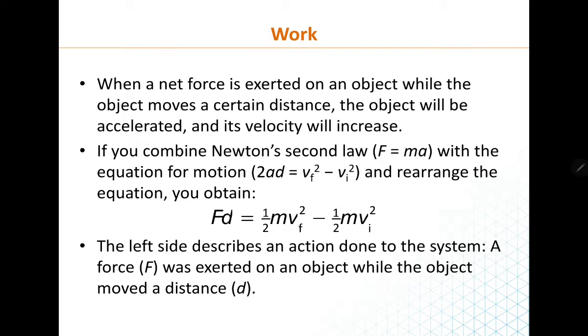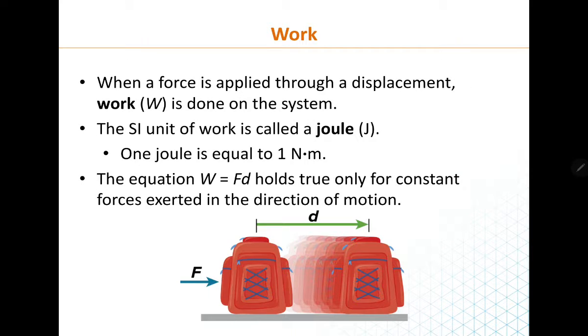The left side describes an action done to the system. So a force F was exerted on an object while the object moved a distance d. F represents the force and d represents the distance. When a force is applied through a displacement, work W is done on the system. We can make a definition for work: work is a force applied through a displacement, and its symbol is W.